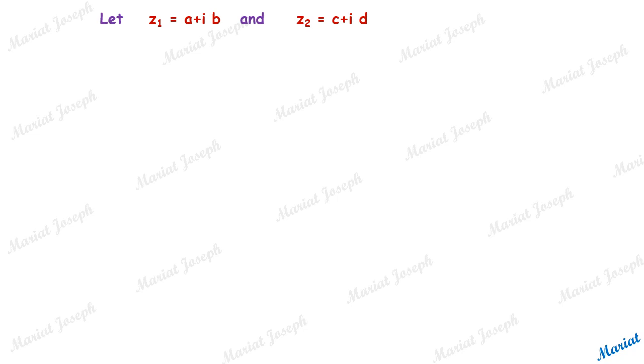Next, we are going to see algebra of complex numbers. What is algebra? Algebraic operations are addition, subtraction, multiplication, and division. Let's see how we perform them. Two complex numbers, z1 and z2, I have taken here. z1 is the name of the first complex number, the number is a plus ib. z2 is the name of the second complex number, the number is c plus id.